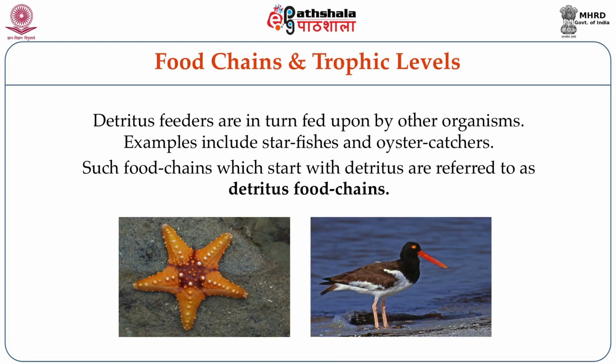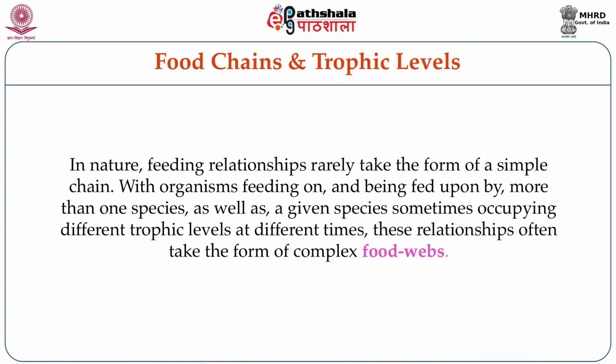Such food chains that start with detritus feeders or detritus are referred to as detritus food chains. In nature, feeding relationships rarely take the form of a simple chain, with organisms feeding on and being fed upon by more than one species, as well as a given species sometimes occupying different trophic levels at different times. These relationships often take the form of a complex food web.